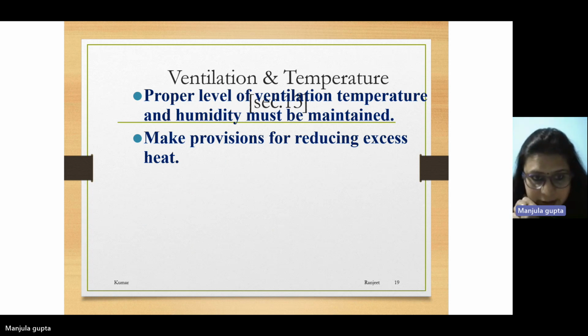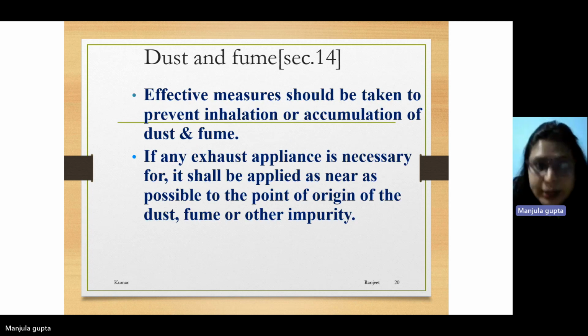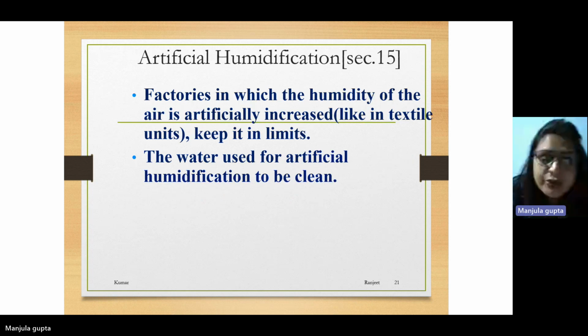Now next is dust and fume. Effective measures should be taken to prevent inhalation or accumulation of dust and fume. If any exhaust appliance is necessary for it, it shall be applied as near as possible to the point of origin of the dust, fume, or other impurity. Then artificial humidification under section 15. Factories in which the humidity of the air is artificially increased, like in textile units, keep it within limits. The water used for artificial humidification is to be clean.